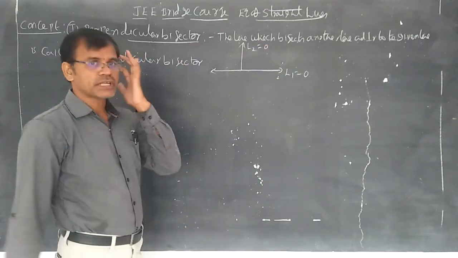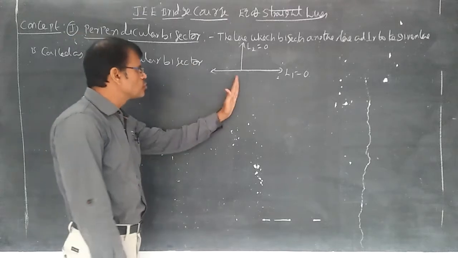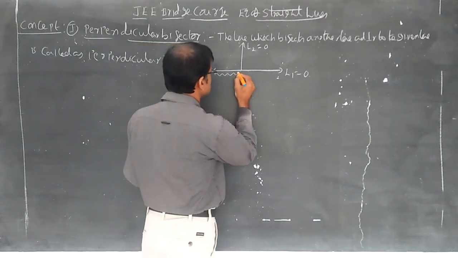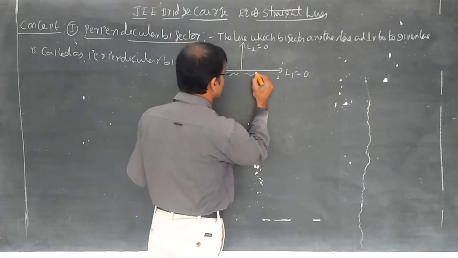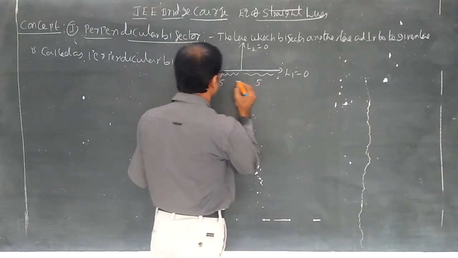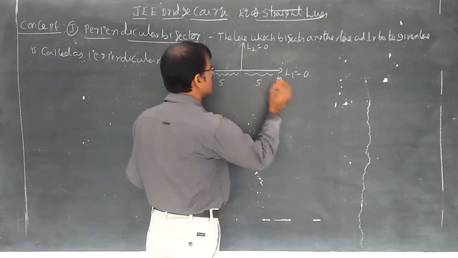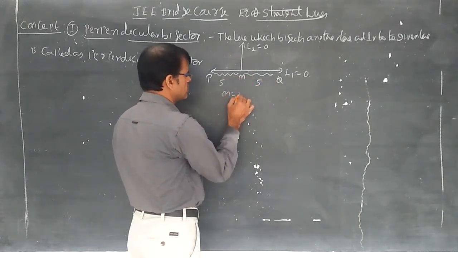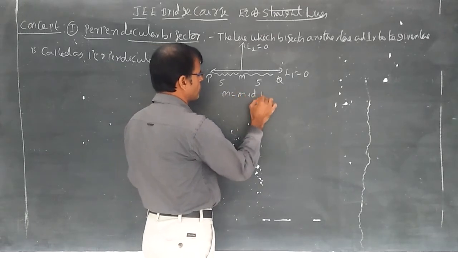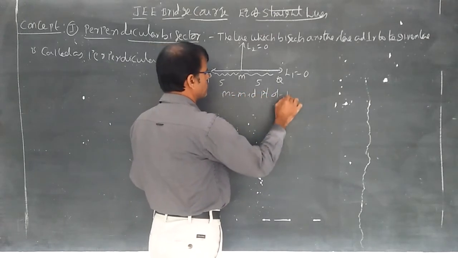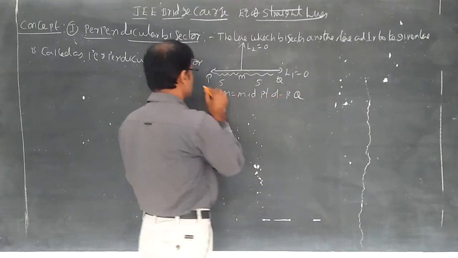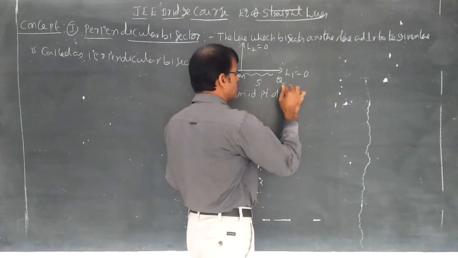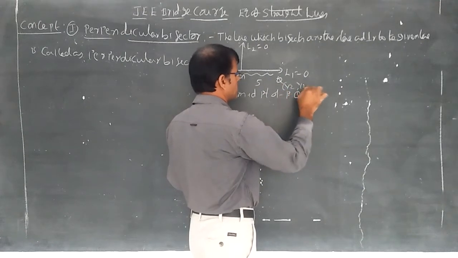The L2 intersects the line into two equal parts. Example, this is 5, this is also 5. So, if P is there and Q is there, this is a midpoint. So, M is equal to midpoint of PQ, if P is (x1, y1) and Q is (x2, y2).